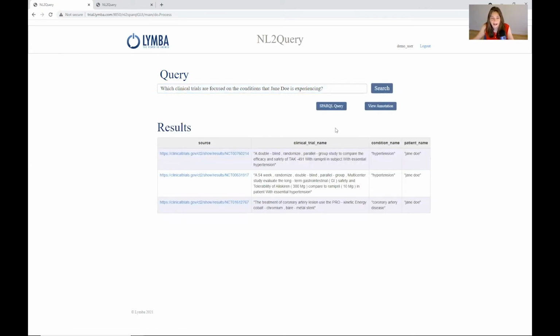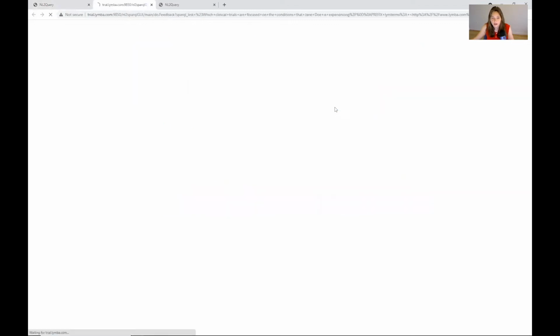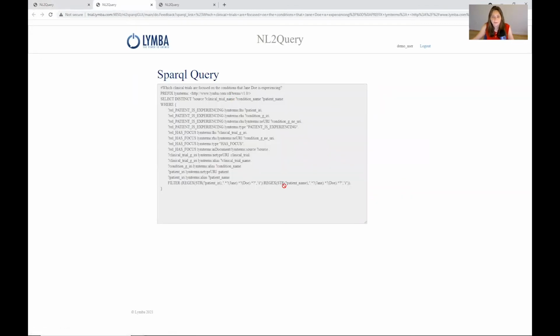So here, when I ask these questions, one thing to note is that now we're starting to combine and make those hops in the graph between disparate data sources. So we're getting the conditions that Jane is experiencing, and then we're searching for those conditions in the graph to narrow down which of the clinical trials are going to be relevant. These SPARQL queries start to look a little more complicated. But in general, we like to see that these all come back from the graph, right? We have patient is experiencing, those trials have a focus.